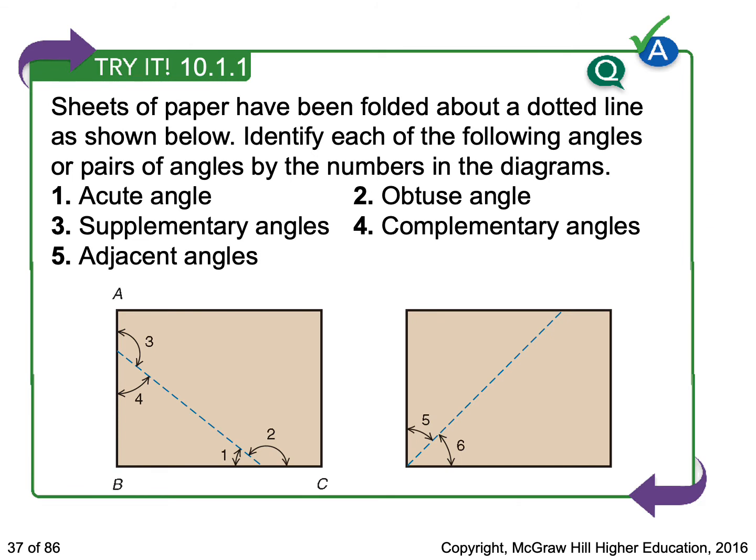And this is the first Try It for this section. If you're doing this, sheets of paper have been folded about a dotted line as shown below. Identify each of the following angles or pairs of angles by the numbers in the diagrams. So you're using the numbers here: angle 1, angle 2, angle 3, angle 4, angle 5, angle 6, using those numbers to name the acute angle, obtuse angle, and so forth, naming the angles there.